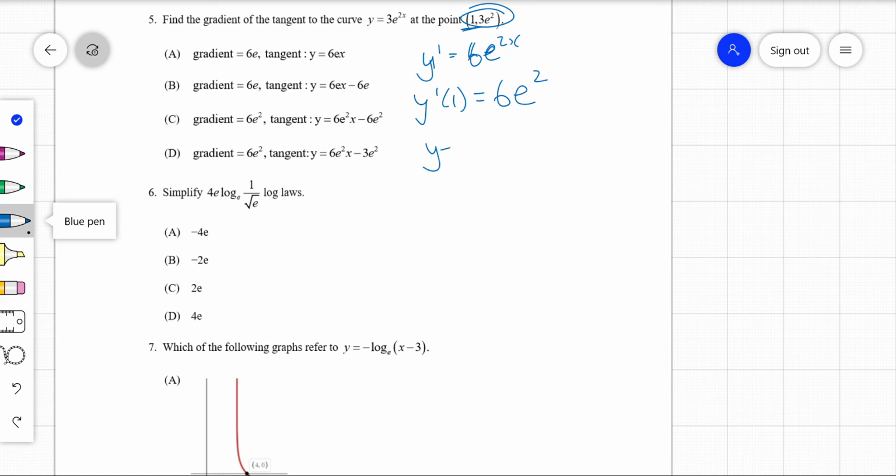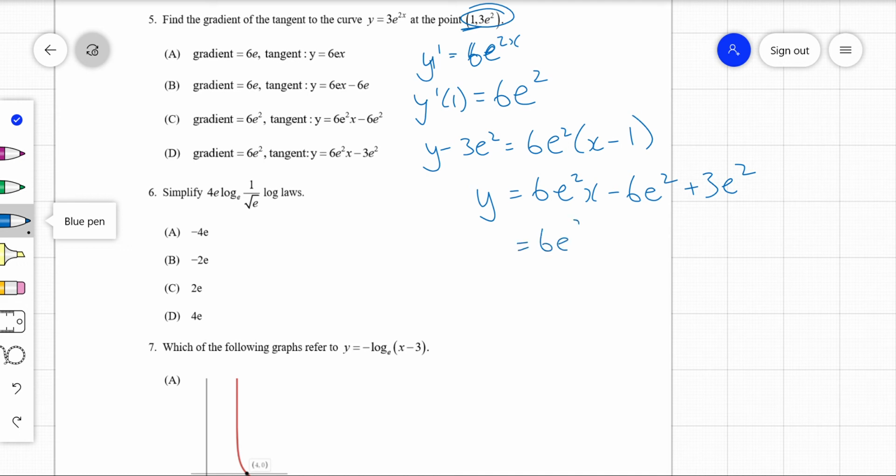So again, y minus y1 equals gradient, so gradient x minus x1 here. So we have 6e squared x minus 6e squared. Here, if I add 3e squared to both sides, I now get 6e squared x, and this will be minus 3e squared because they're like terms. Alright, so we should have, I think D is the answer for that one.